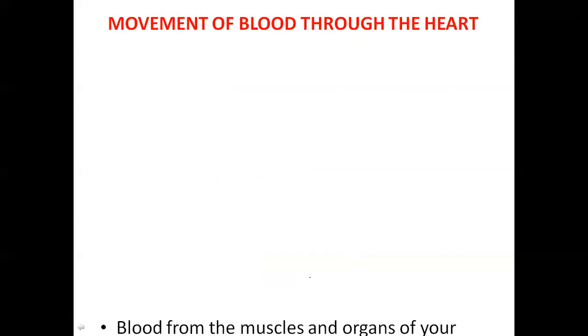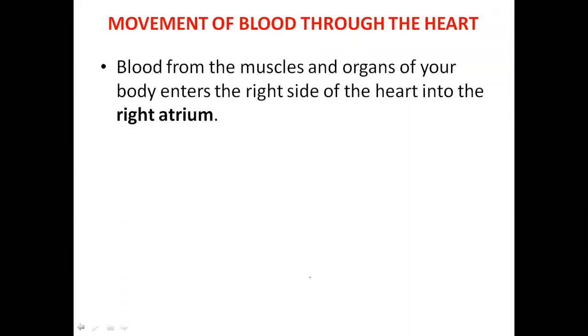Great. So now you know the different parts of the heart. So let's look at the movement of blood through the heart. How does the blood flow through the heart? Blood from the muscles and organs of your body enters the right side of the heart, into the right atrium.